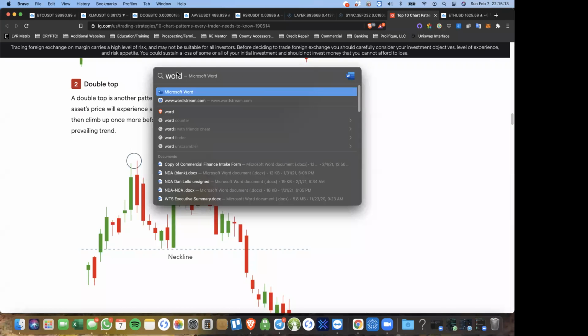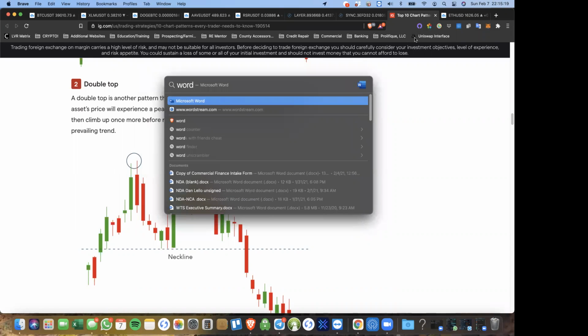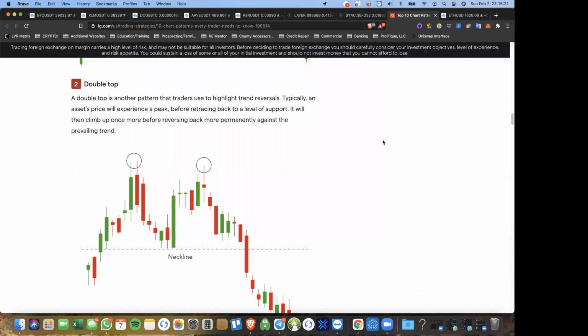In other words, if it looks like an M, that means it's going to go down. If it looks like a W, it goes up. That's why I always use that phrase, just because double top, double bottom. Correct.